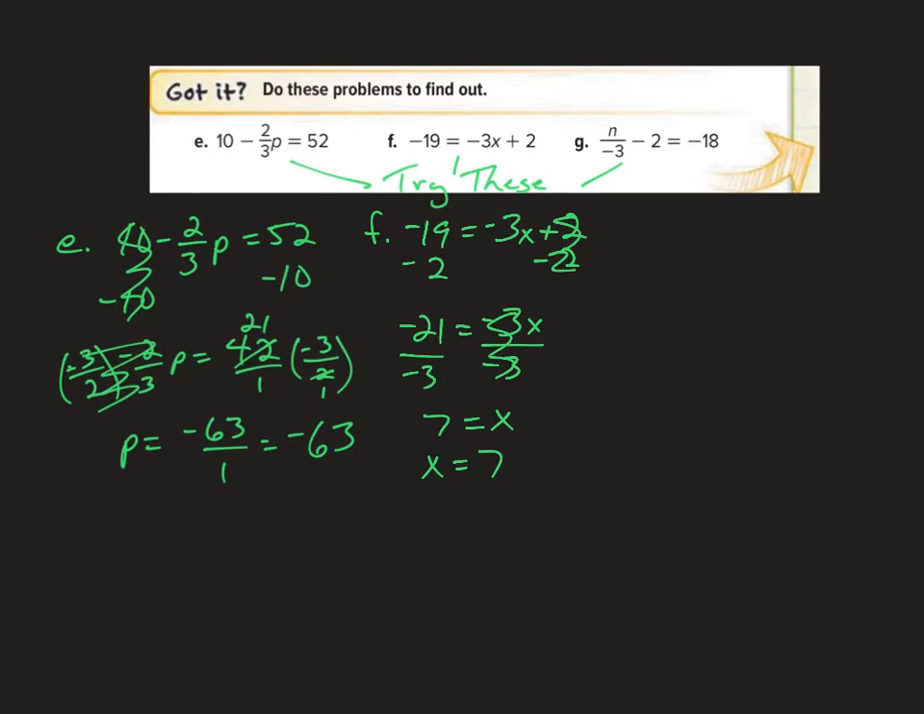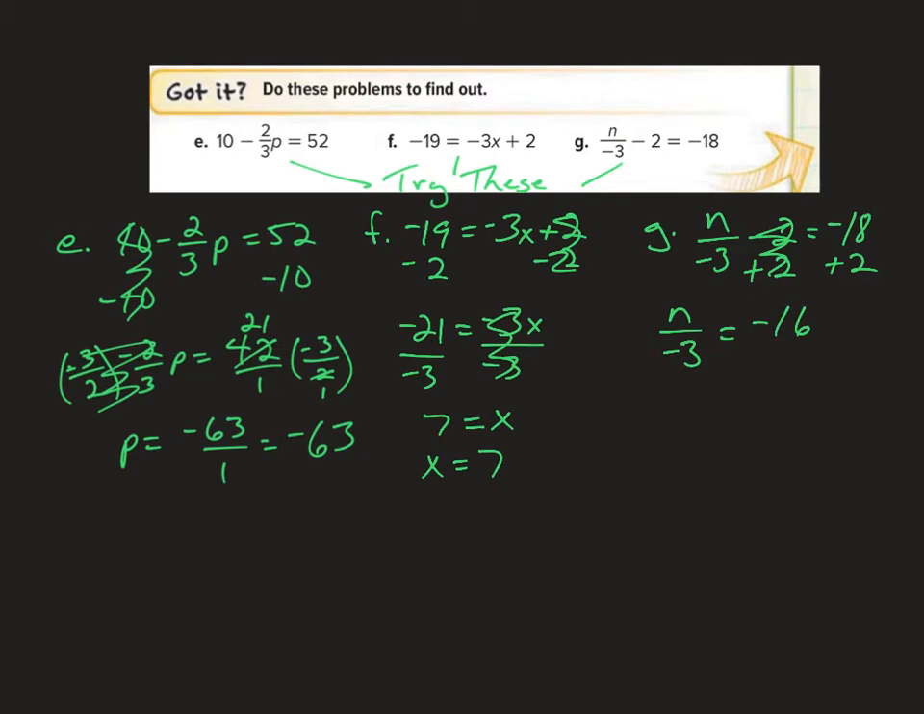And for our last problem, G, we've got n over negative 3 minus 2 equals negative 18. So first we need to add 2 to both sides of the equal sign to get rid of this 2 in the middle. Then we're left with n over negative 3 is equal to negative 18 plus 2, which is negative 16.